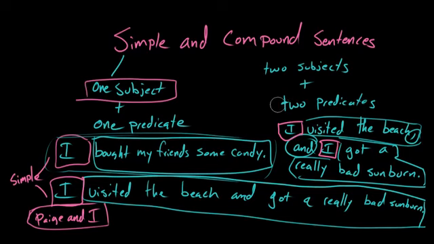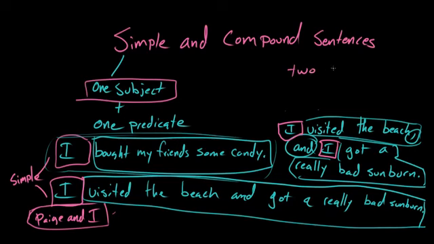So let me change what I wrote here to just say, instead of two subjects and two predicates, because I think that's confusing in light of this information, let's just say it is two simple sentences. Right. Or two independent clauses, if you know that terminology.